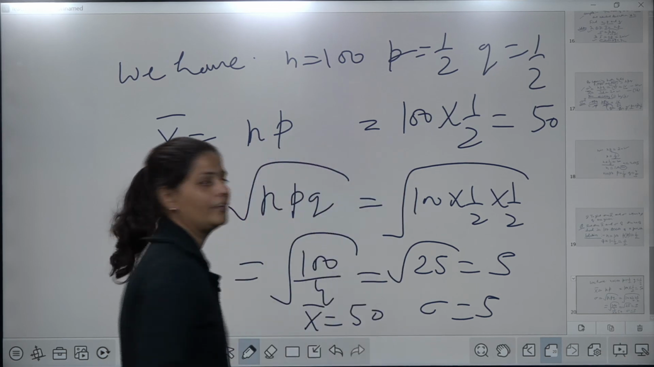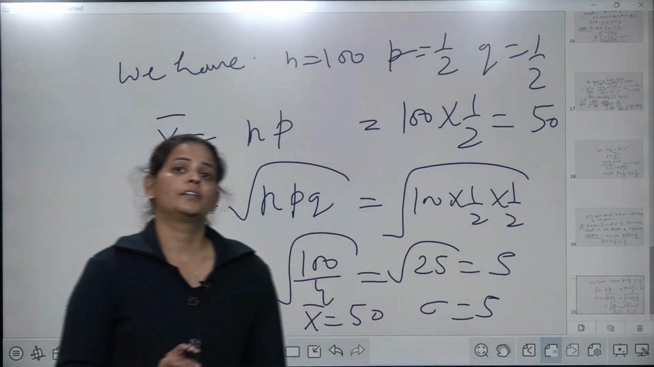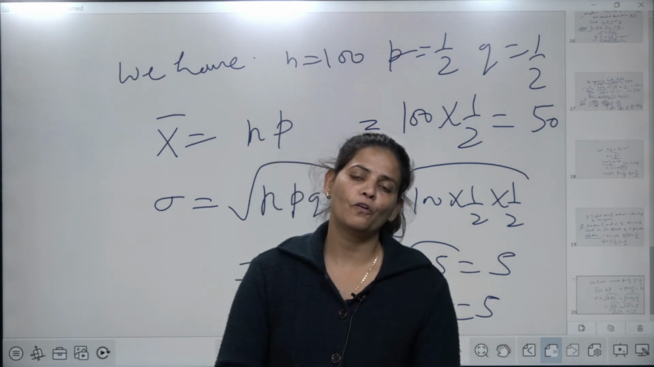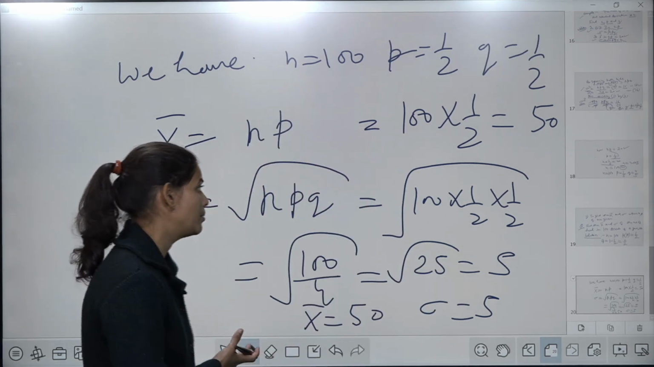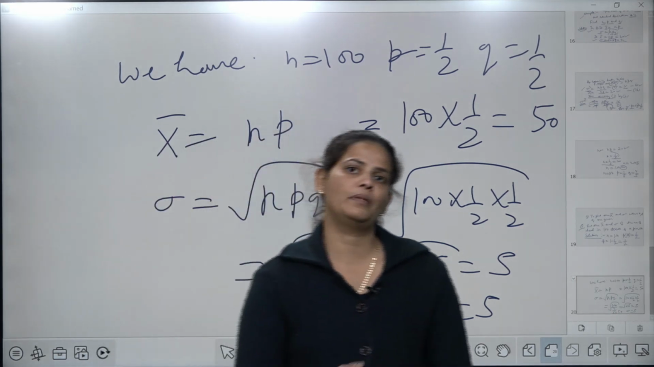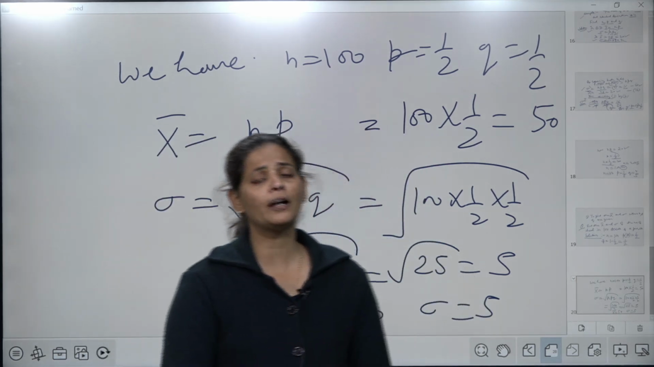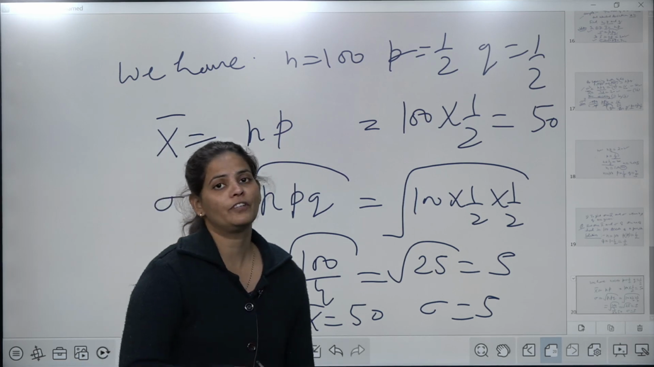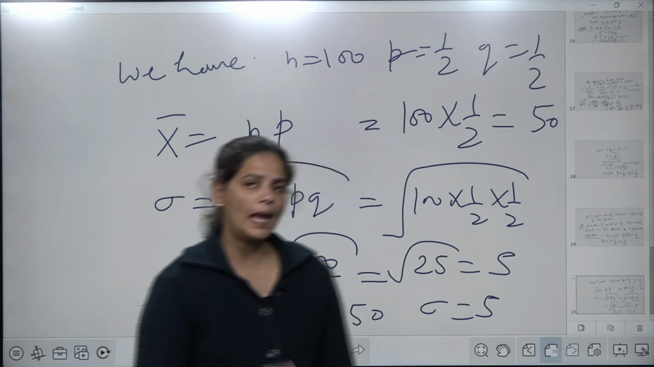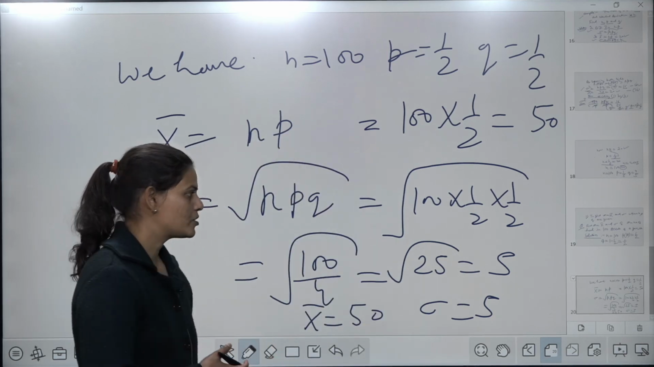So, in this way we can utilize the binomial distribution to find out the value of various variables. Like if we are given N, P, Q, we can find out mean and standard deviation. If we are given mean and standard deviation, we can find out the value of N, P and Q. So, this is the application of binomial distribution.